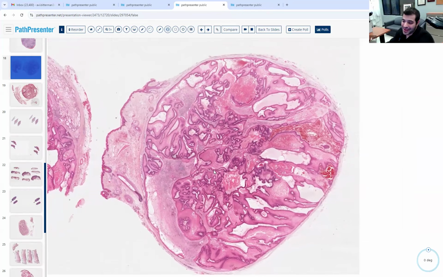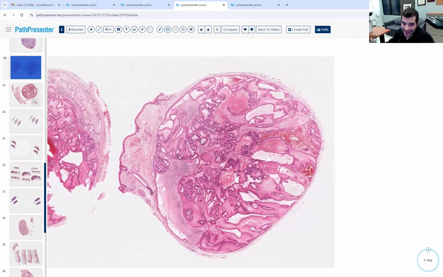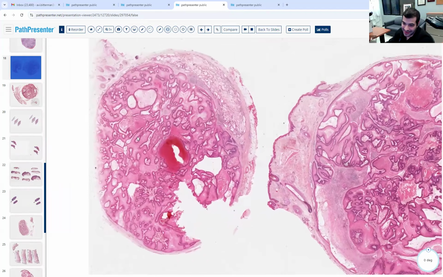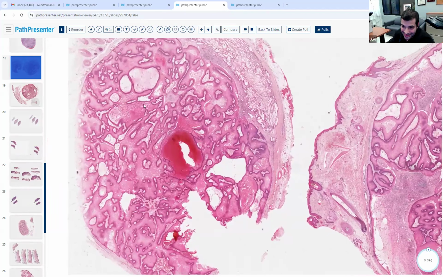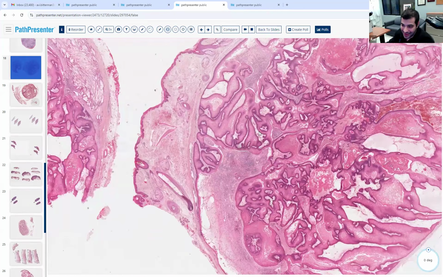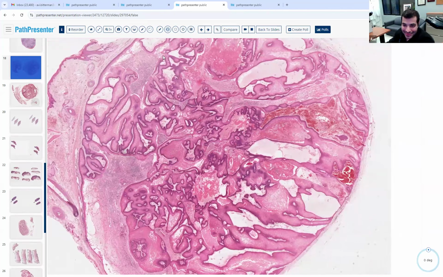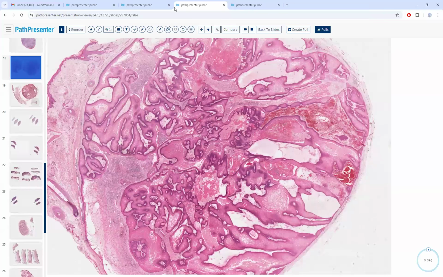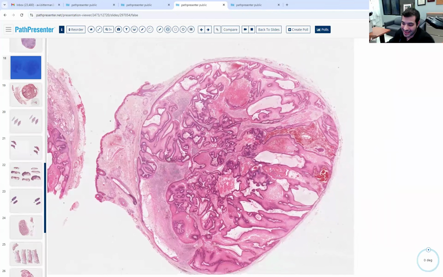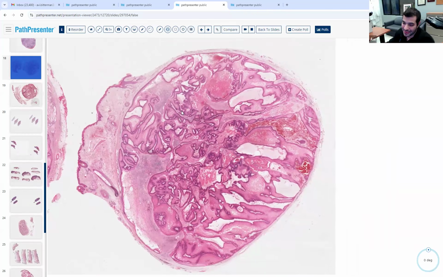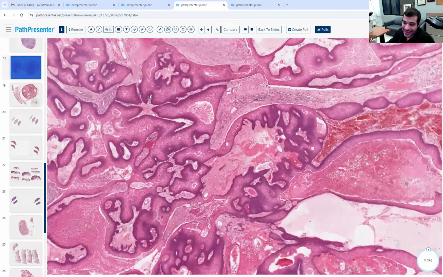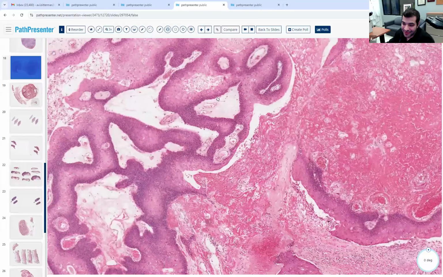Okay, there's one other thing that can look similar to this at low power, but it's not this in this case. What's one other thing on your differential? Pilomatricoma. Yeah, pilomatricoma could have this type of cystic aggregate, and we'll see that in a minute. But yes, in this case, you're absolutely right. This is a proliferating pilar cyst.